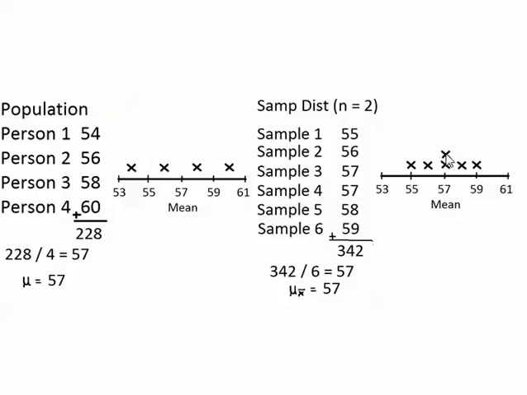Also, like I said earlier, these two sample means are the most accurate because they equal the population mean of 57, and this sample mean of 55 and this sample mean of 59 are the least accurate because they're the furthest away from the population mean of 57. So as a researcher, I would really like to get one of these two samples, and I really wouldn't like to get this sample or this sample. But remember, the sample that I get depends on chance. So as a researcher, I have to hope that I get an accurate sample.